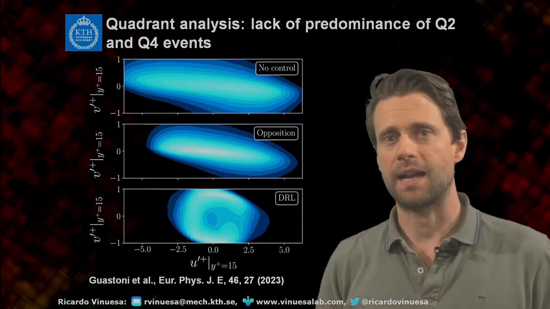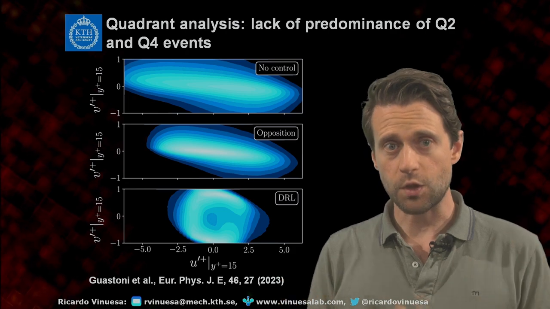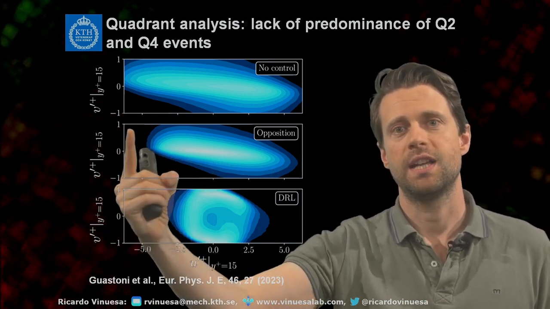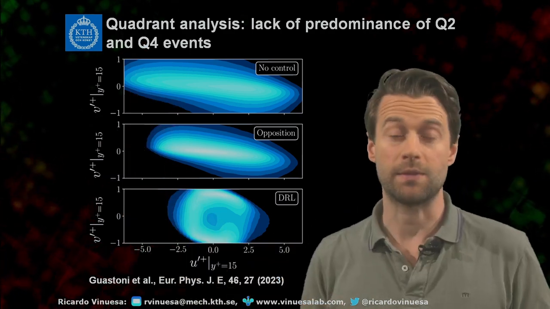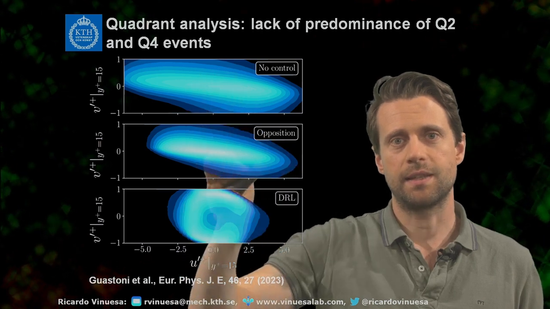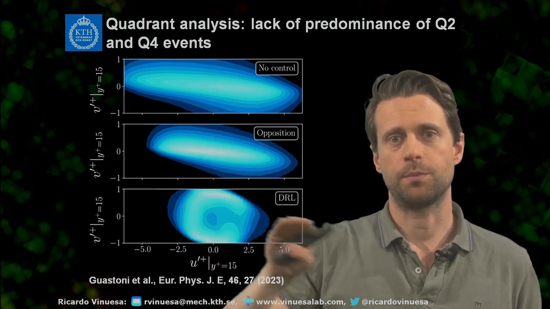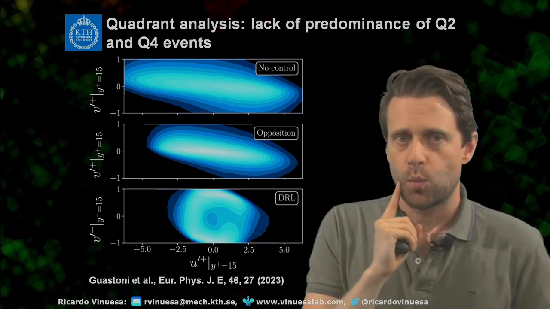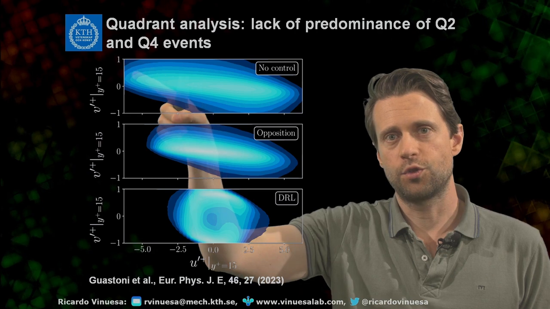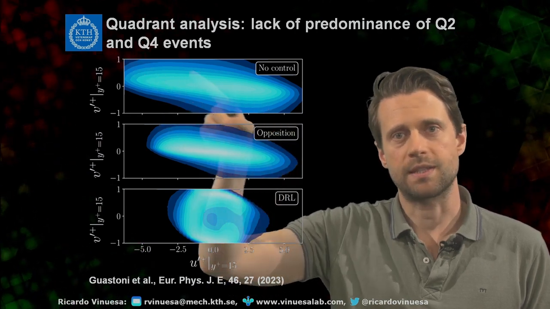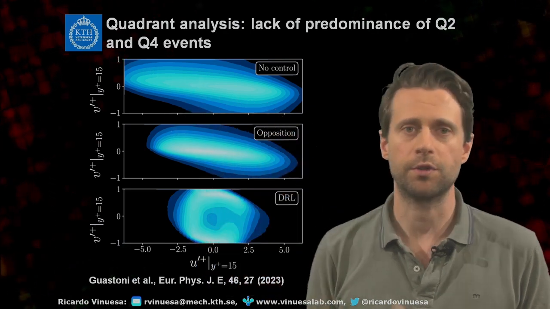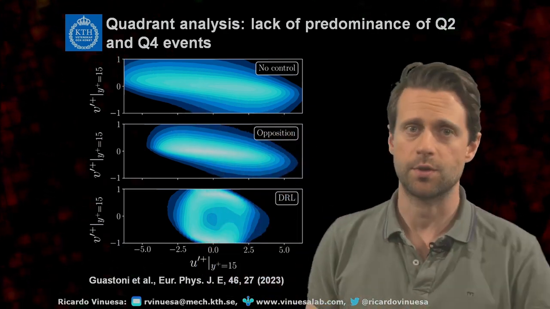We're going to apply quadrant analysis. So basically what we do is that we plot on the horizontal axis the streamwise velocity fluctuations, in the vertical axis the wall normal velocity fluctuations. At the top we see the uncontrolled case, in the middle the opposition control, and at the bottom the deep reinforcement learning case. What is interesting? If we look at the uncontrolled case, we see a predominance of Q2 and Q4 events. So basically the ejections and the sweeps, that's well known from wall-bounded turbulence. You have a predominance of these two types of Q events.